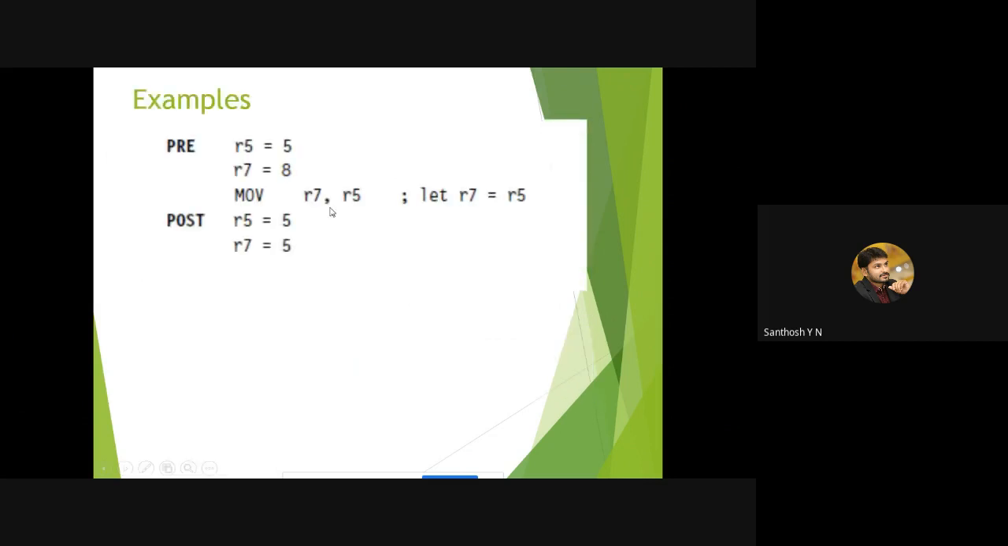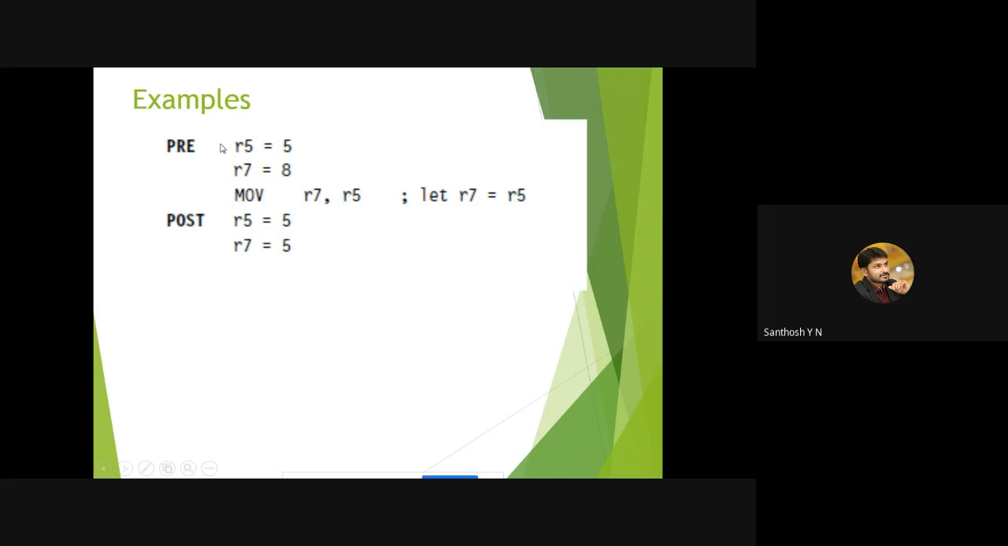Let's understand a simple example in order to understand the move instructions. R5 is holding the data 5 and R7 is holding the data 8. MOV R7, R5 means the contents of the R5 register will be moved into the R7 register. Whenever you are asked in the exam to explain an instruction, you are supposed to write both pre as well as post execution. Pre execution means before the execution of the instruction. Post execution means after the execution of the instruction.